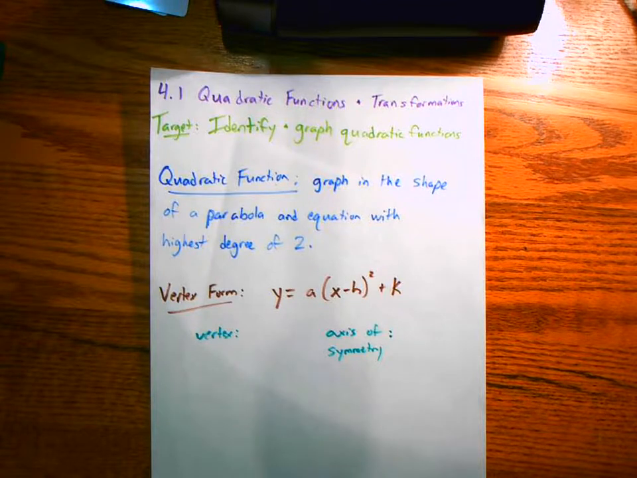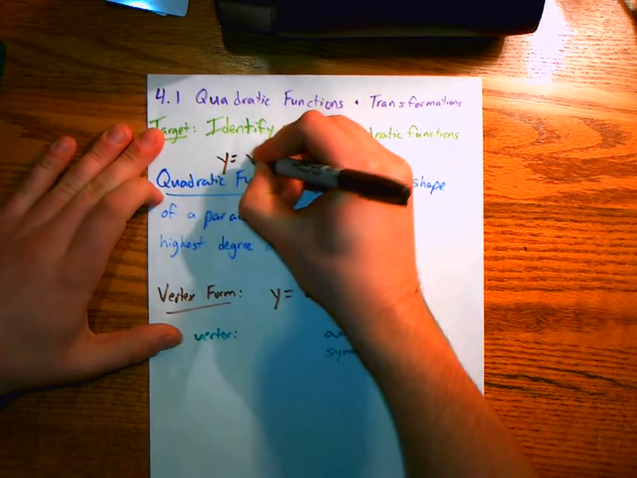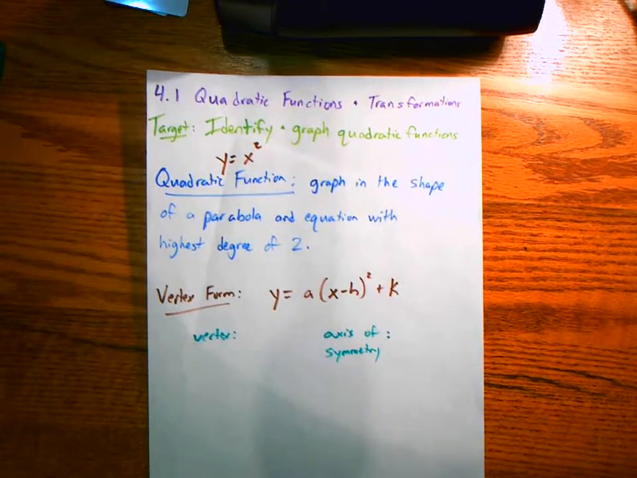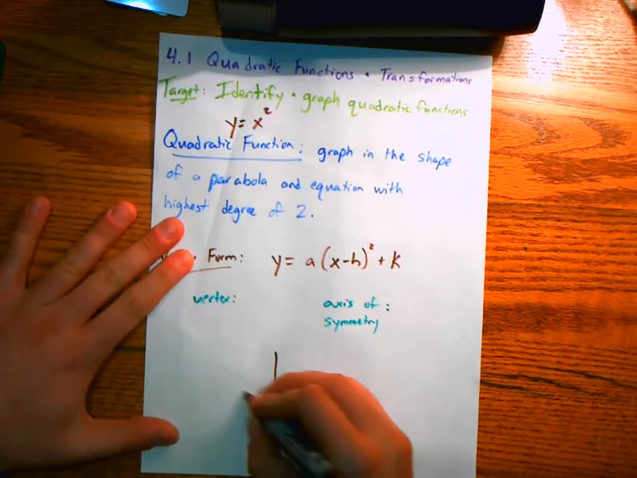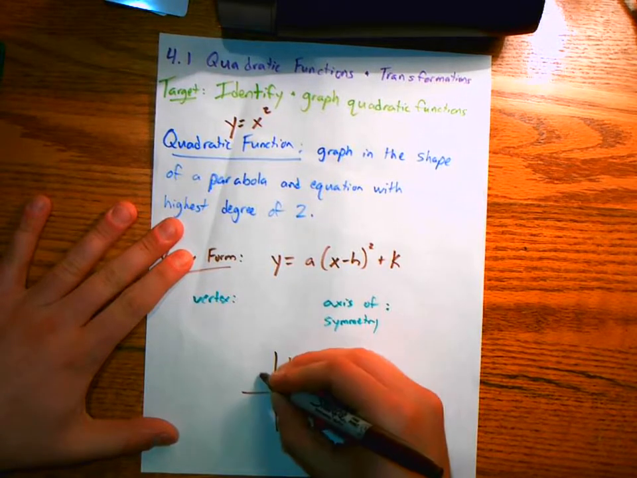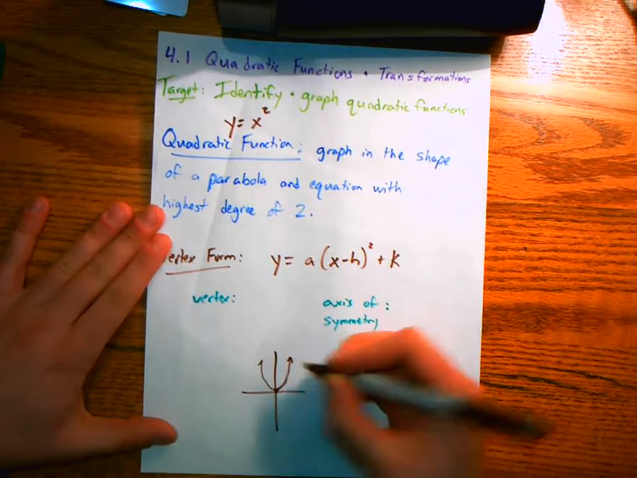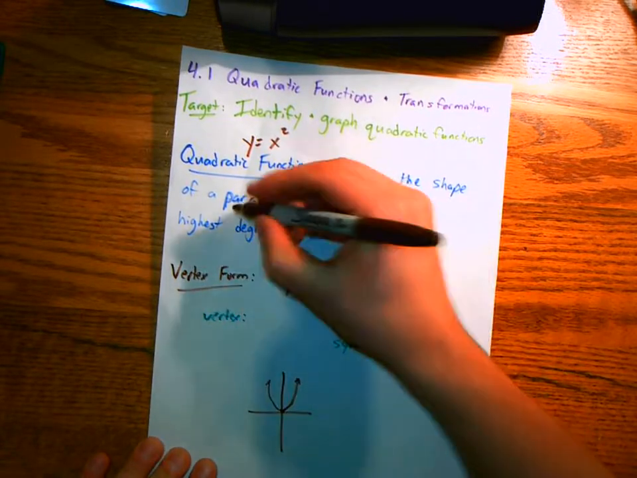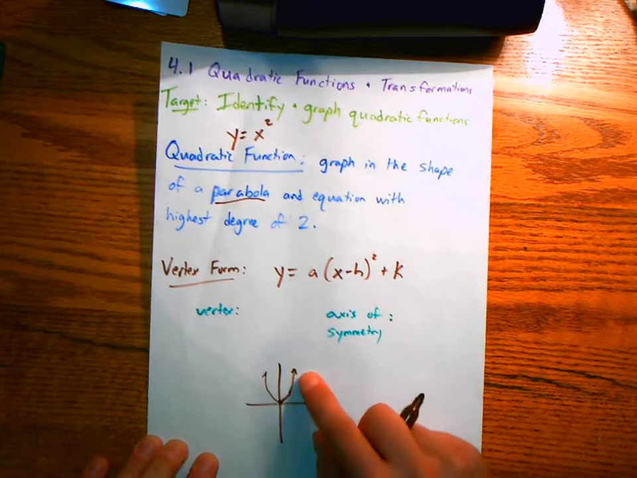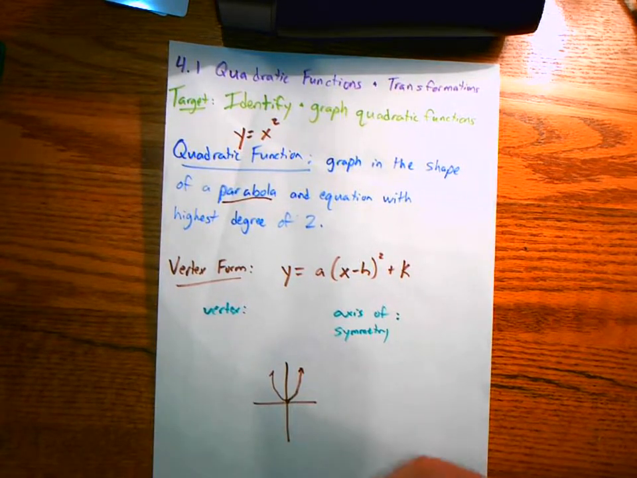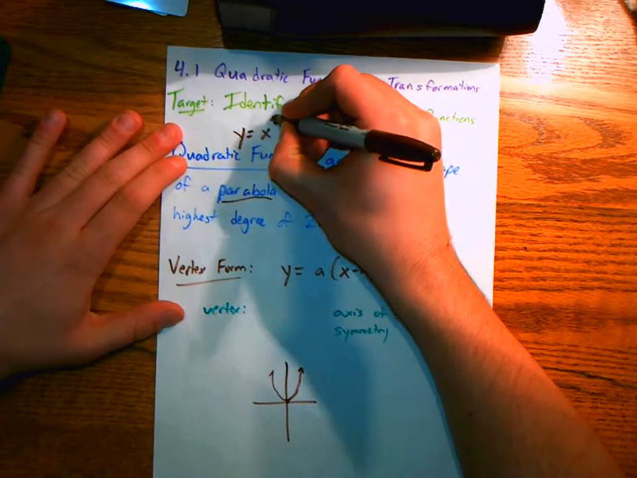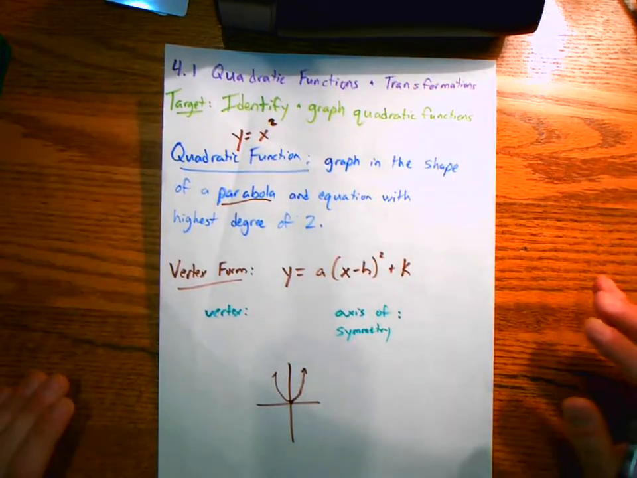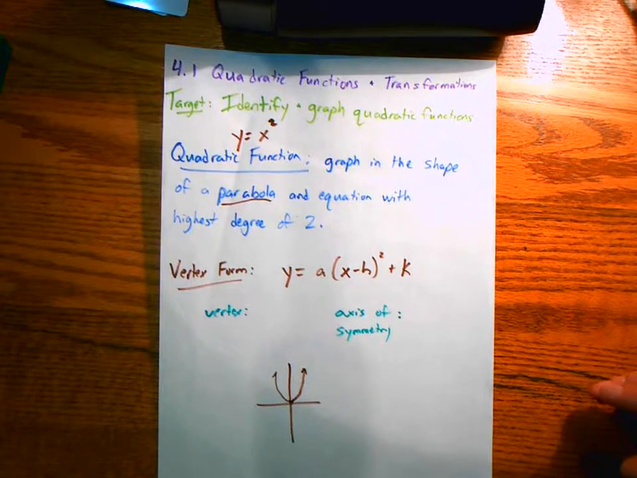So the parent function of every quadratic function is y equals x squared. That's going to start at the point (0, 0) and point upwards in a parabolic direction. The definition of a quadratic function is a graph in the shape of a parabola, which is this U formation right here. And the equation has the highest degree, or its largest exponent, is 2. You may have some other terms in there, but the highest exponent you see will be 2. You won't have any 3s or 4s, anything higher than that. That's the biggest one you'll see.